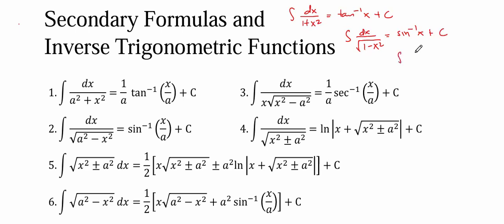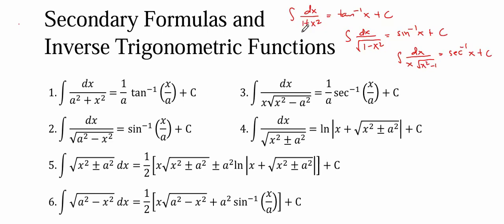And then the integral of dx over x square root of x squared minus 1 is arcsecant, or secant inverse of x plus c. So here we have arctan, arcsine, arcsecant. So we generalize these formulas. Here, we replace 1 by the square of a constant.